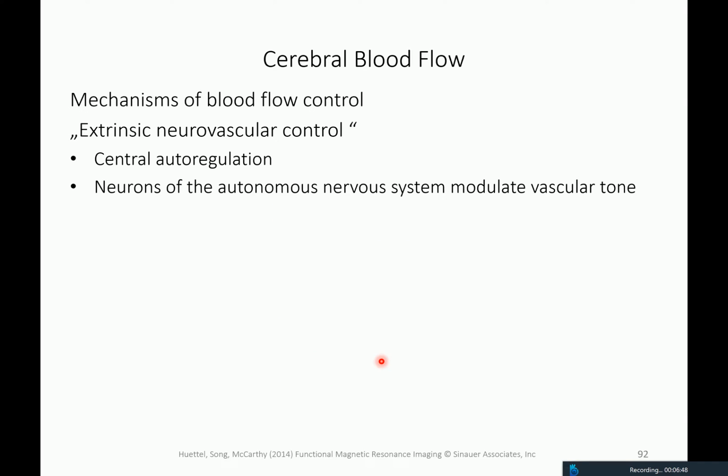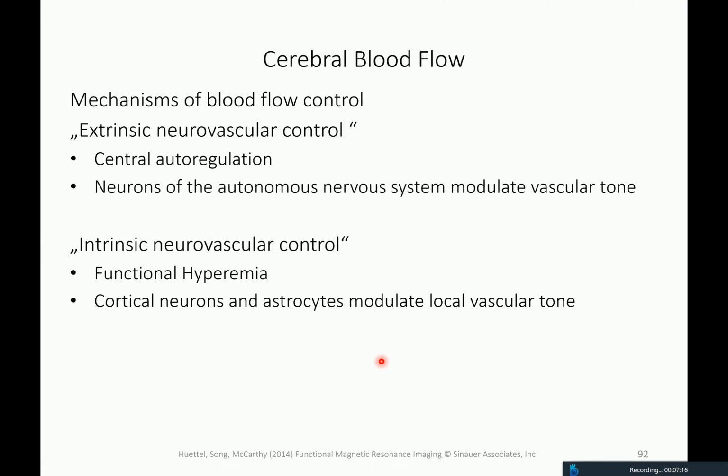So how can this now happen, if there's this covariation between blood vessel constriction or relaxation and neural activity, how is this now done? So how can these neural and vascular things interact? And there Hüttel at least distinguishes, I think, 3 levels of blood flow control: extrinsic neurovascular control by central regulation, and the neurons of the autonomous nervous system that modulate the vascular tone. Again, this is something that we've seen.